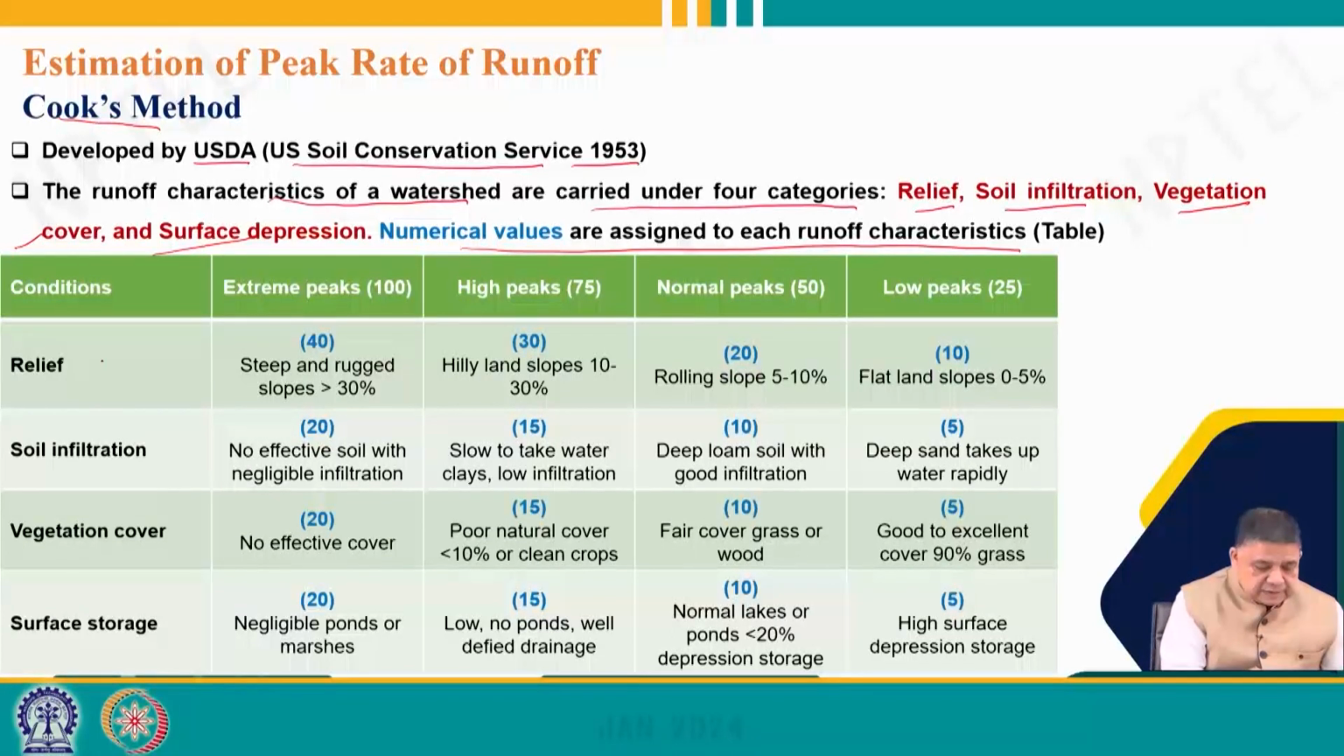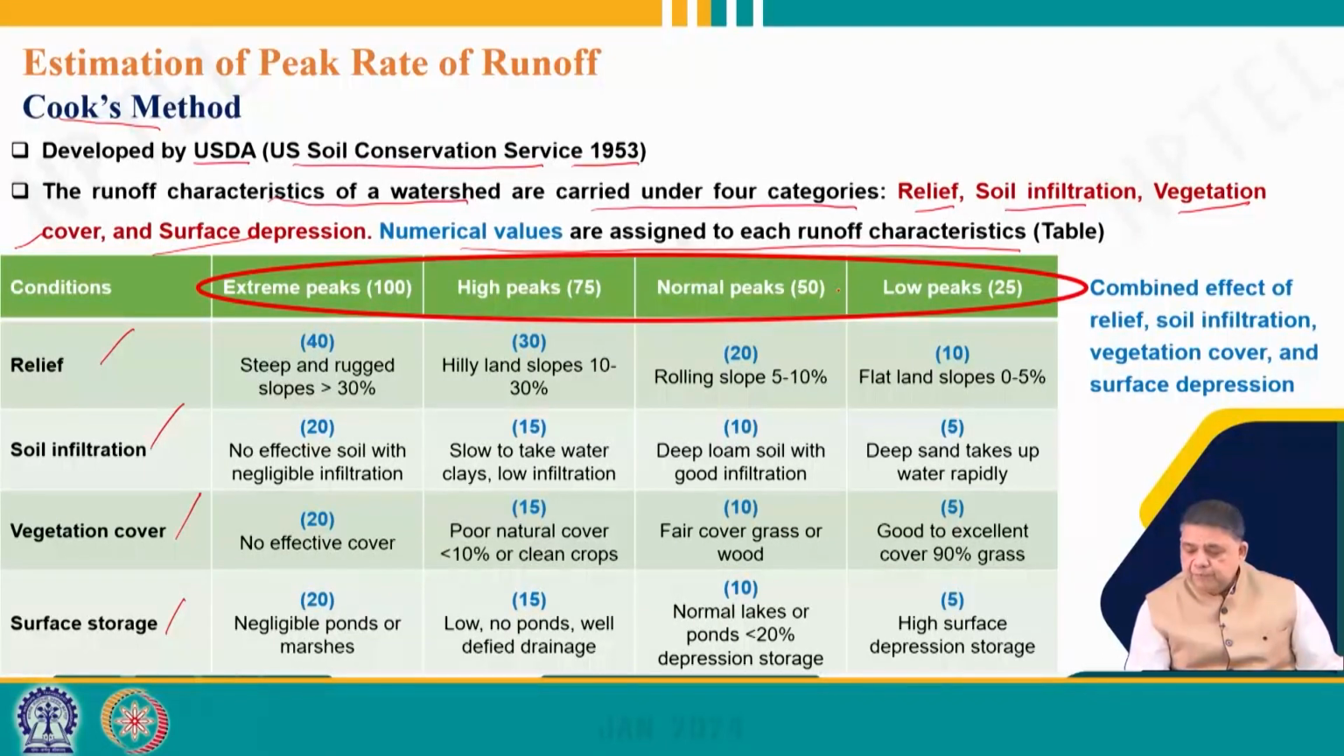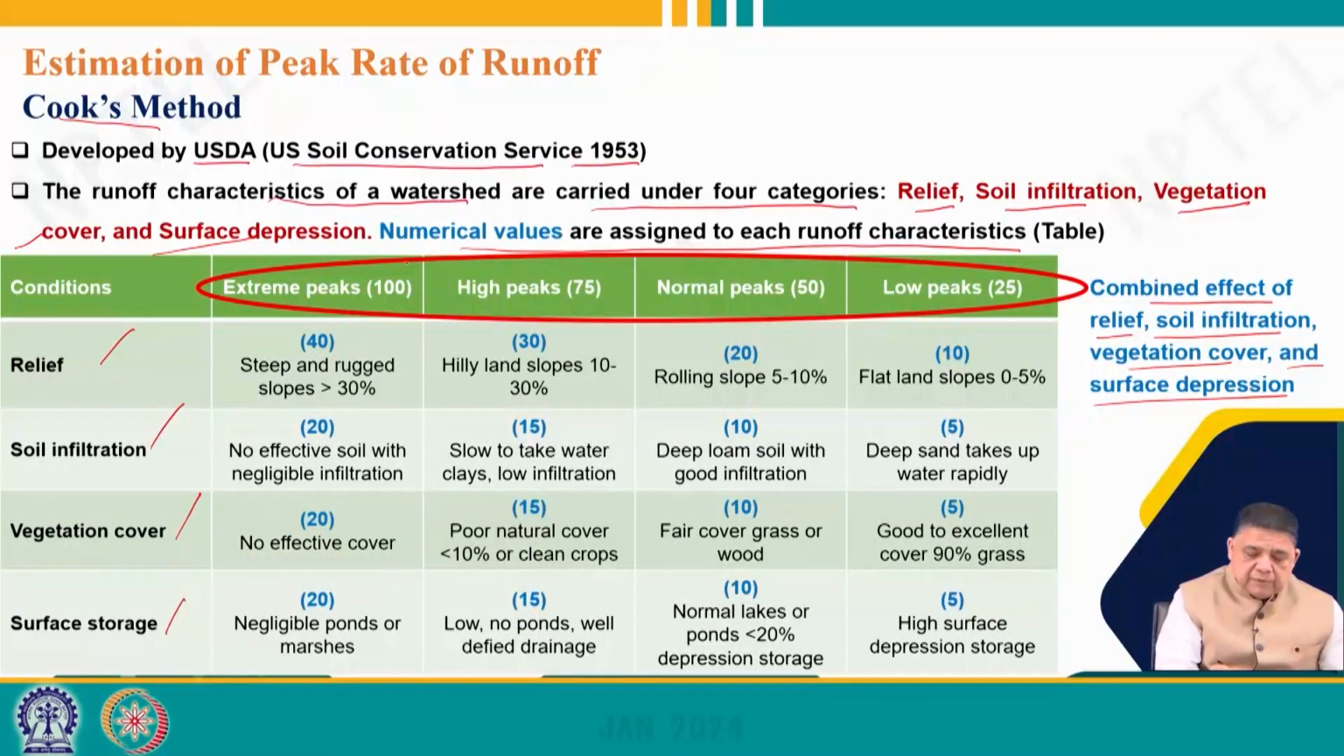So, here these are the conditions, that is relief, soil infiltration, vegetation cover and surface storage, and on this side we have 4 columns which represent the combined effect of these 4 characteristics. Obviously, when we have the extreme peak column where the values add up to 100, that means all conditions, be it relief, infiltration, vegetation cover and surface depression, are favoring runoff generation. For example, relief is a steep and rugged slope greater than 30%, which means all the water will flow because of the very steep slope.